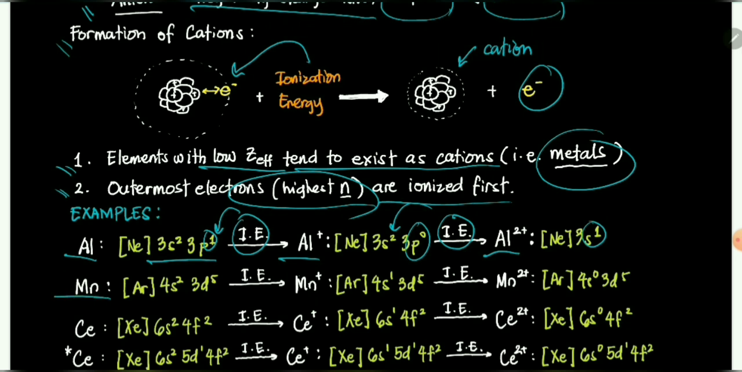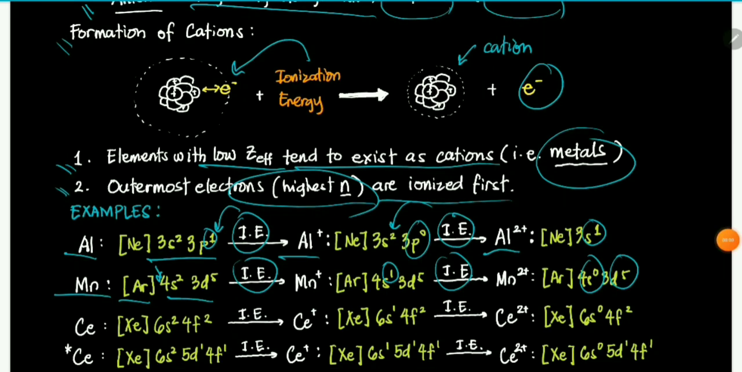So manganese has an electron configuration of argon 4s2, 3d5. So for the first ionization energy, since mas mataas yung n equals 4 kaysa sa n equals 3, mauunang matanggal yung electron sa 4s. Okay? So kapag sa second ionization, matatanggal na rin yung isa pang electron dun sa ating 4s. So kapag further ionization, tsaka palang matatanggal yung electron dun sa 3d. Okay? So next, we have cerium.